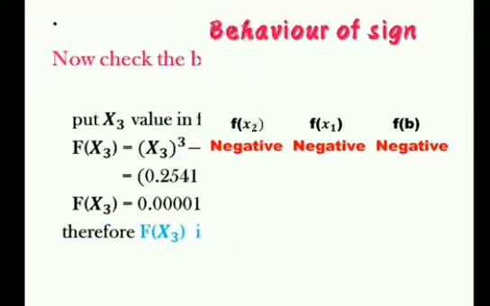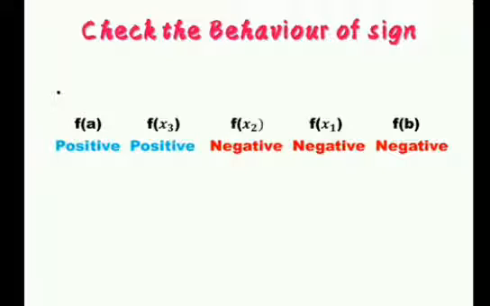Now check the behavior of the sign. Already we have the values: f of a is positive, f of x2 is negative, f of x1 is negative and f of b is negative. That is the behavior of the signs. But here f of x3 is positive. We check whether it has the same behavior or not. Now f of x3 is positive. Moving to the left-hand side, f of a is positive, which is the same behavior.